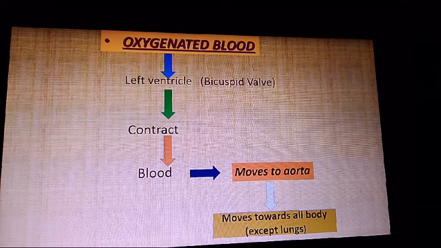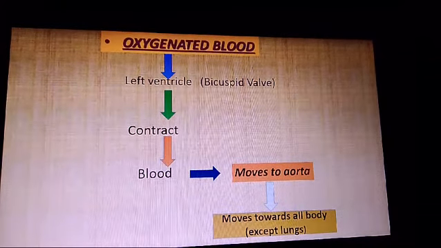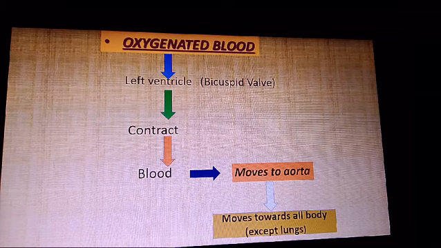In between the left atrium and left ventricle, the bicuspid valve is present. Bi means two, the valve having two flaps, and the oxygenated blood moves towards all the body except your lungs. As we discussed before, the lungs receive deoxygenated blood from your right atrium or right ventricle.